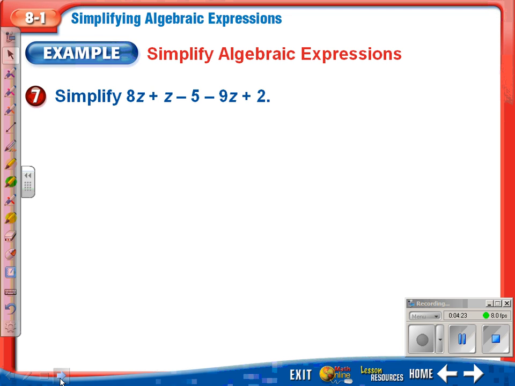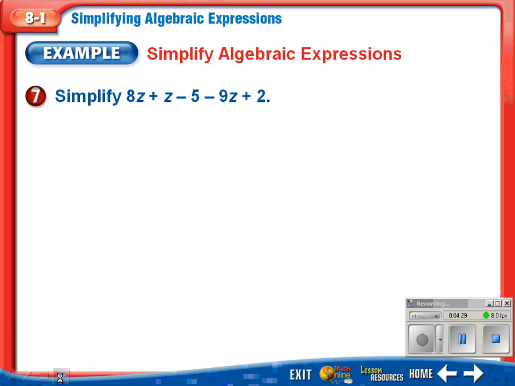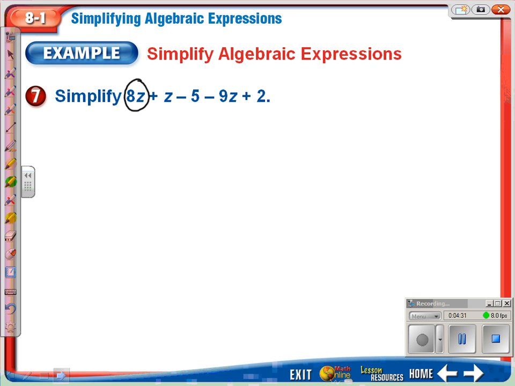Simplify. This one's a little bit more challenging. We've got more terms. I'm going to use a method that I like to use, just using symbols. I'm going to use 8z. I'm just going to use a circle. I want to make sure that I include this positive z. That's really important. And at the same time, I'm going to go ahead and add a 1 because I know that there's a number that's with that z, and then negative 9z. There aren't any other letters, but I see constants. Constants are numbers without letters. So I'm just going to put boxes around those.